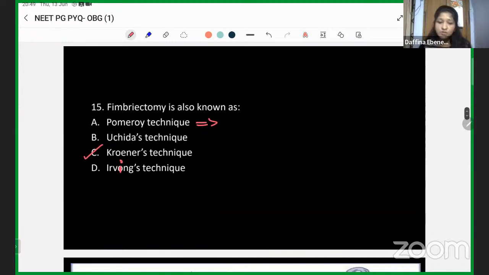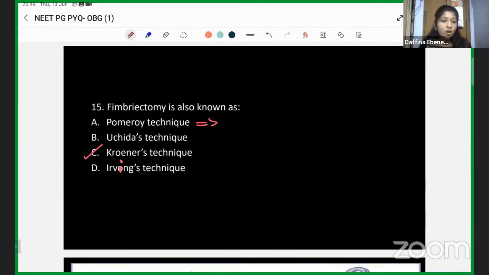Okay, the other technique is Uchida's technique. Uchida's technique is where you catch hold of the fallopian tube. The muscular layer alone is stripped off from the serosa and removed. And then you cut and ligate it, and bury the other end in the broad ligament. Okay, that is Uchida's technique.